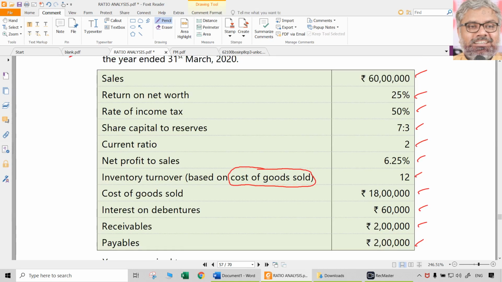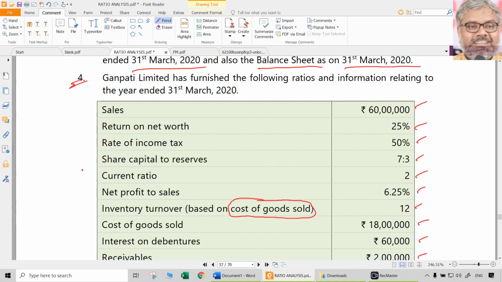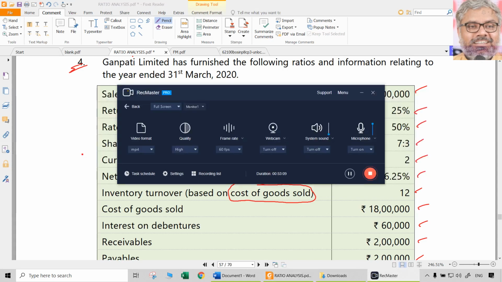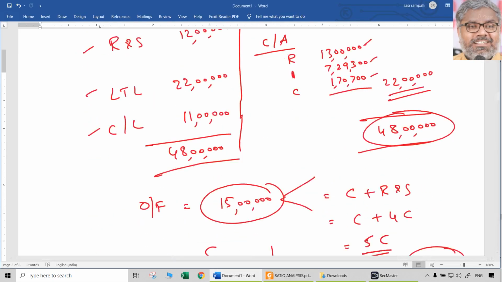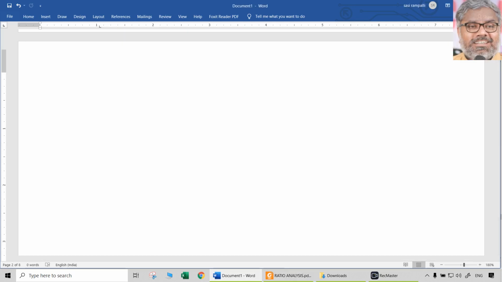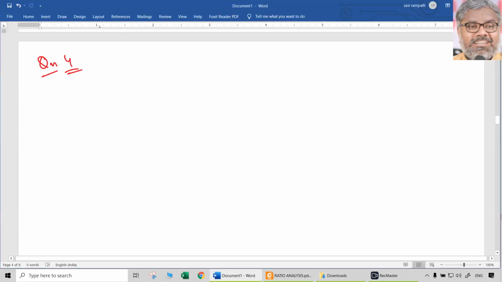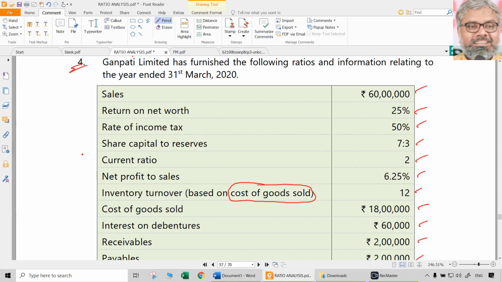Anyway, we cannot get the answers directly. That is never possible. So for that, we have to break the information that is given in the question, first of all. So whatever is given, from that we have to one by one get to know the missing data. So let us do this question number 4. First, sales is given as 60 lakhs. Then return on net worth itself is given.